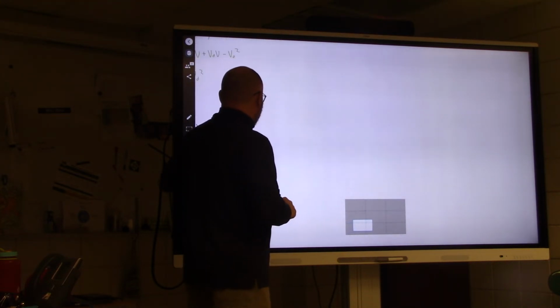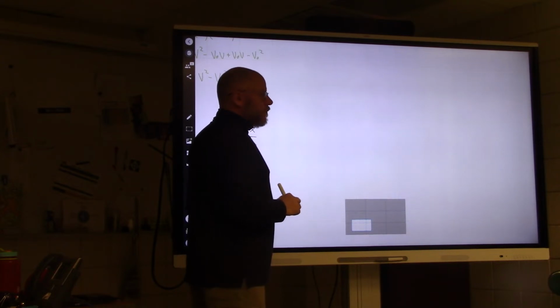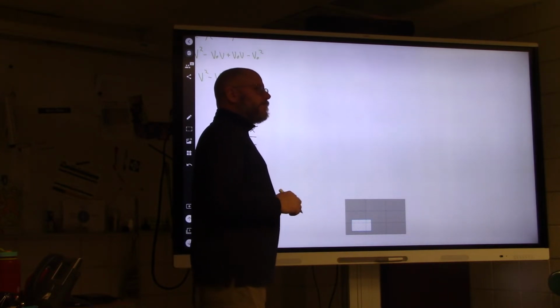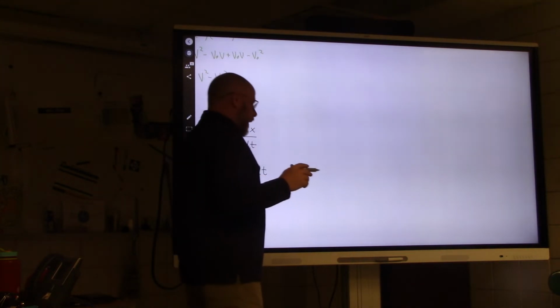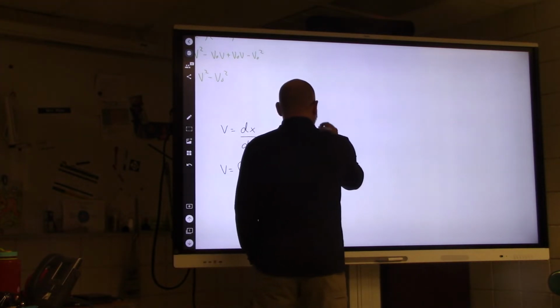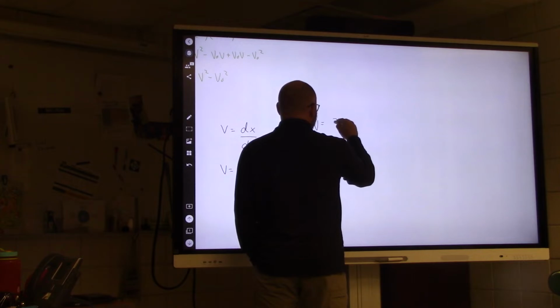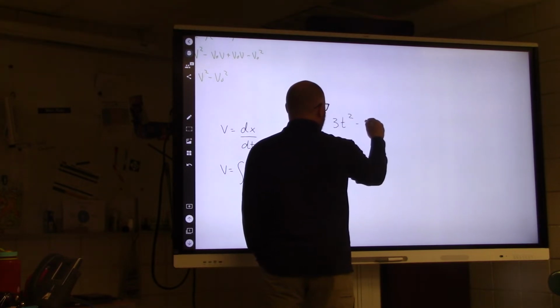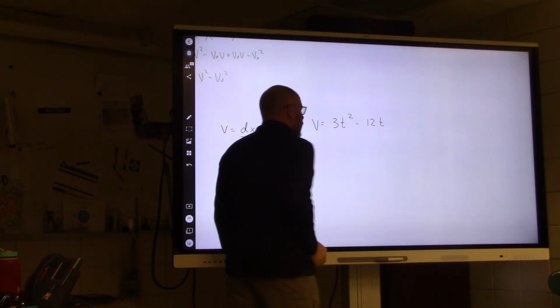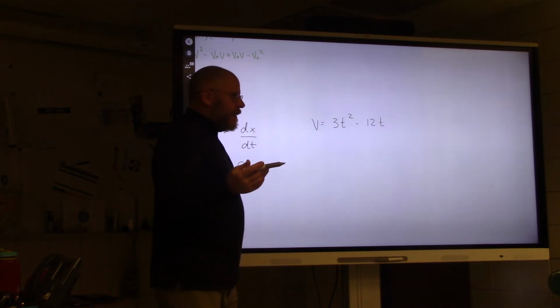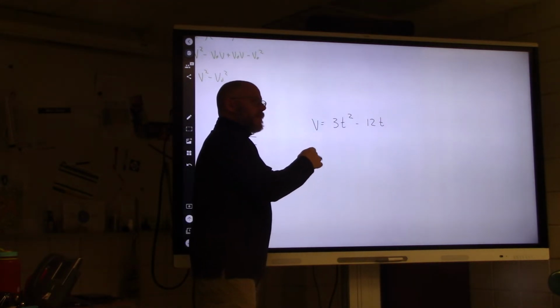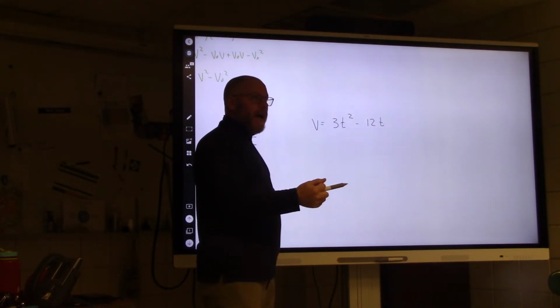On the FRQ, they wanted us to solve for one that wasn't constant; they have to give us some sort of equation. And on your multiple choice, it will almost always say, here's the velocity function, like 3t squared minus 12t. Find the acceleration at t equals some time.